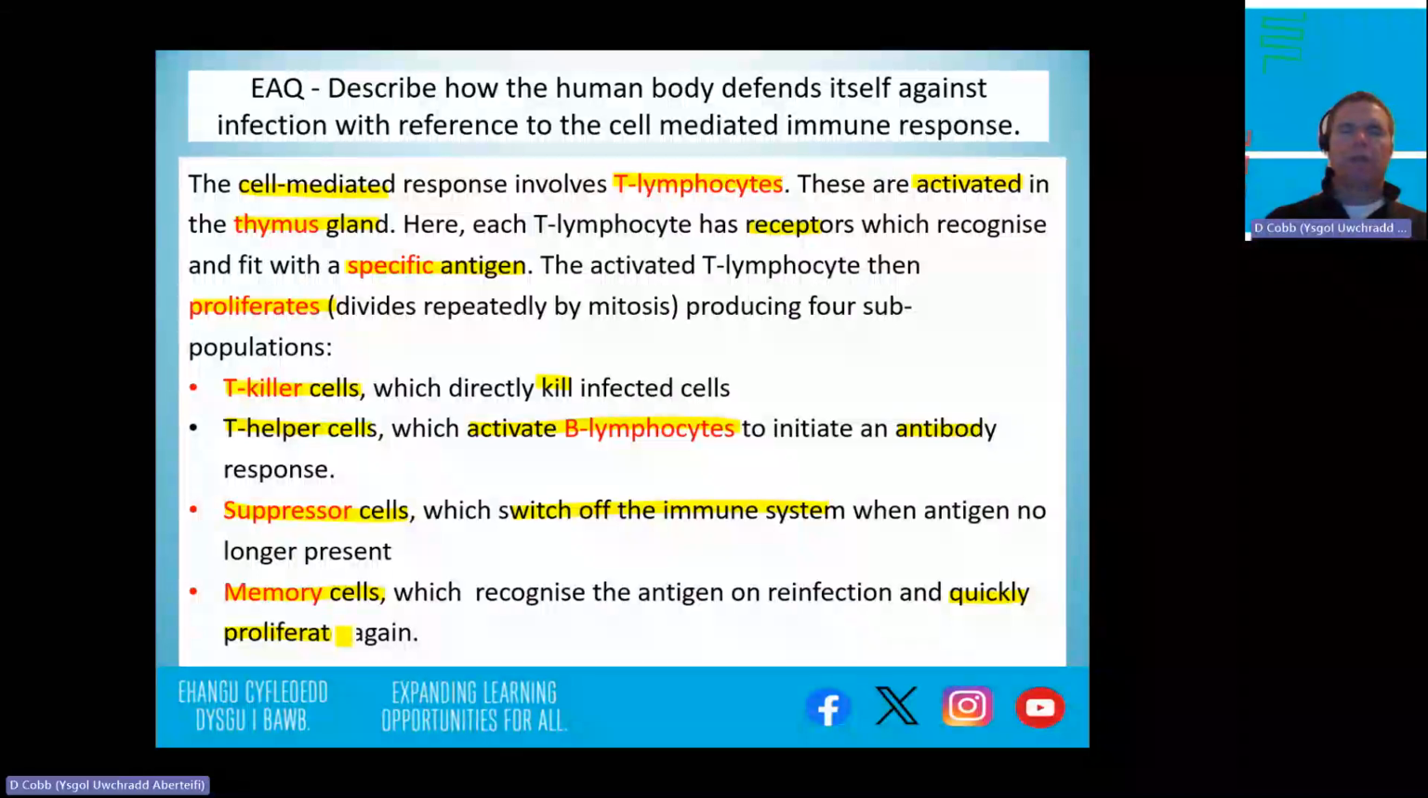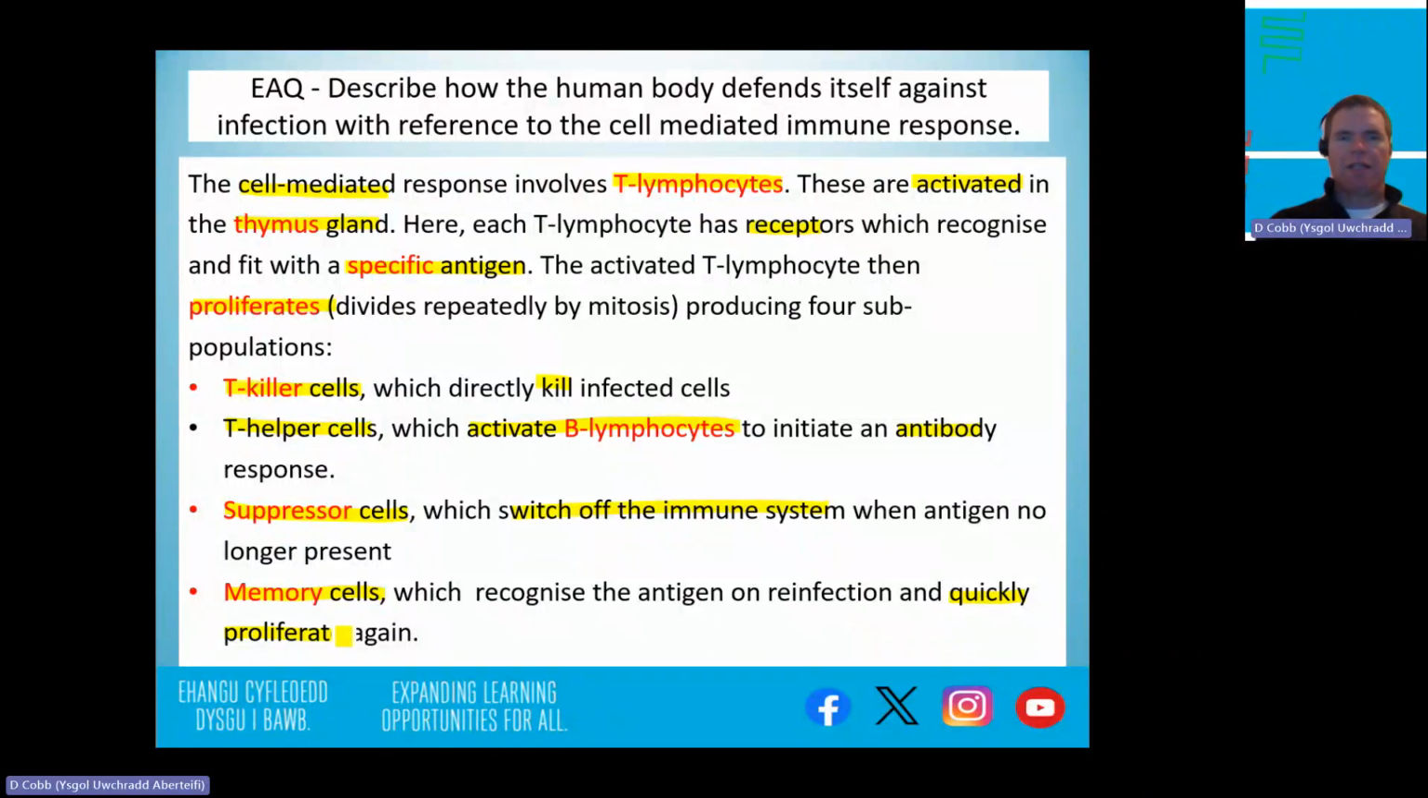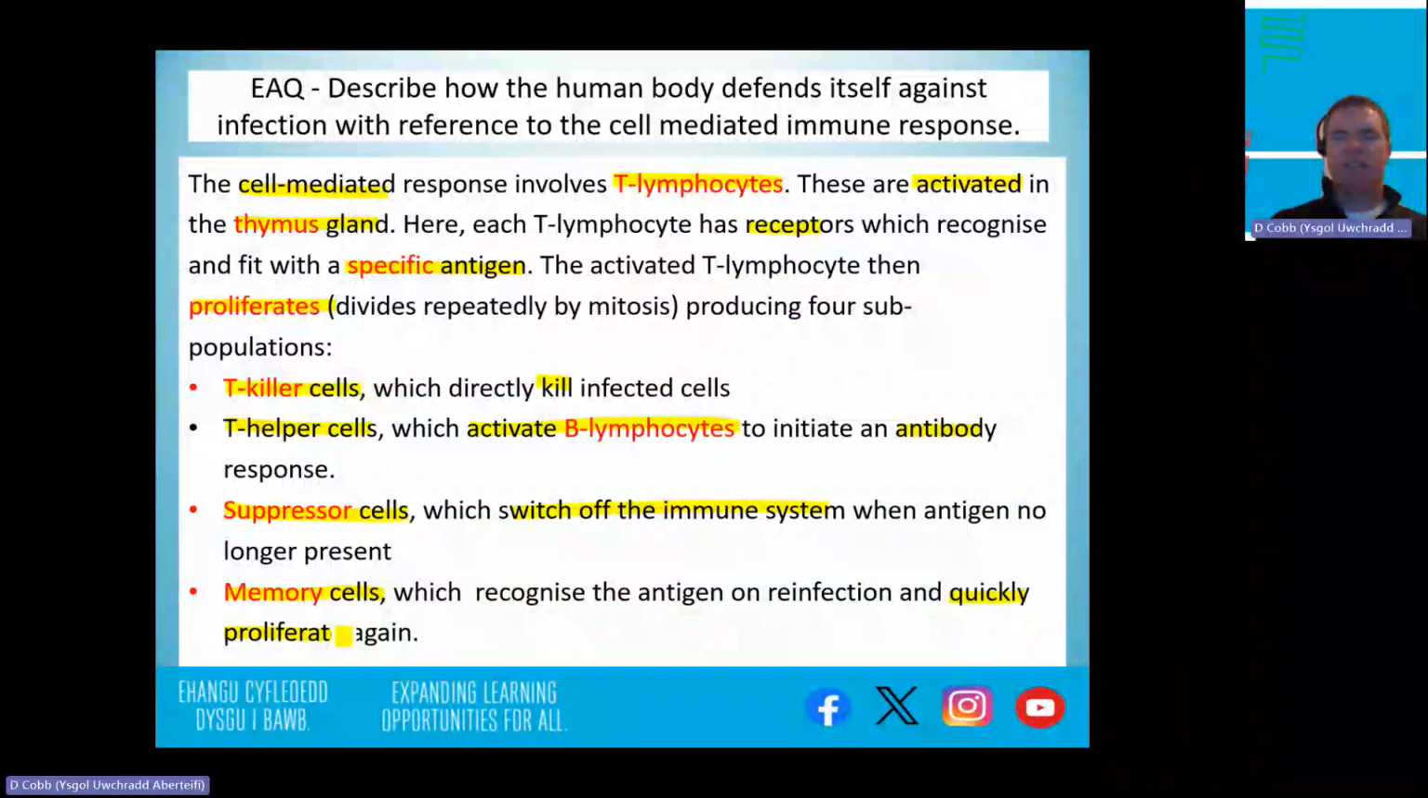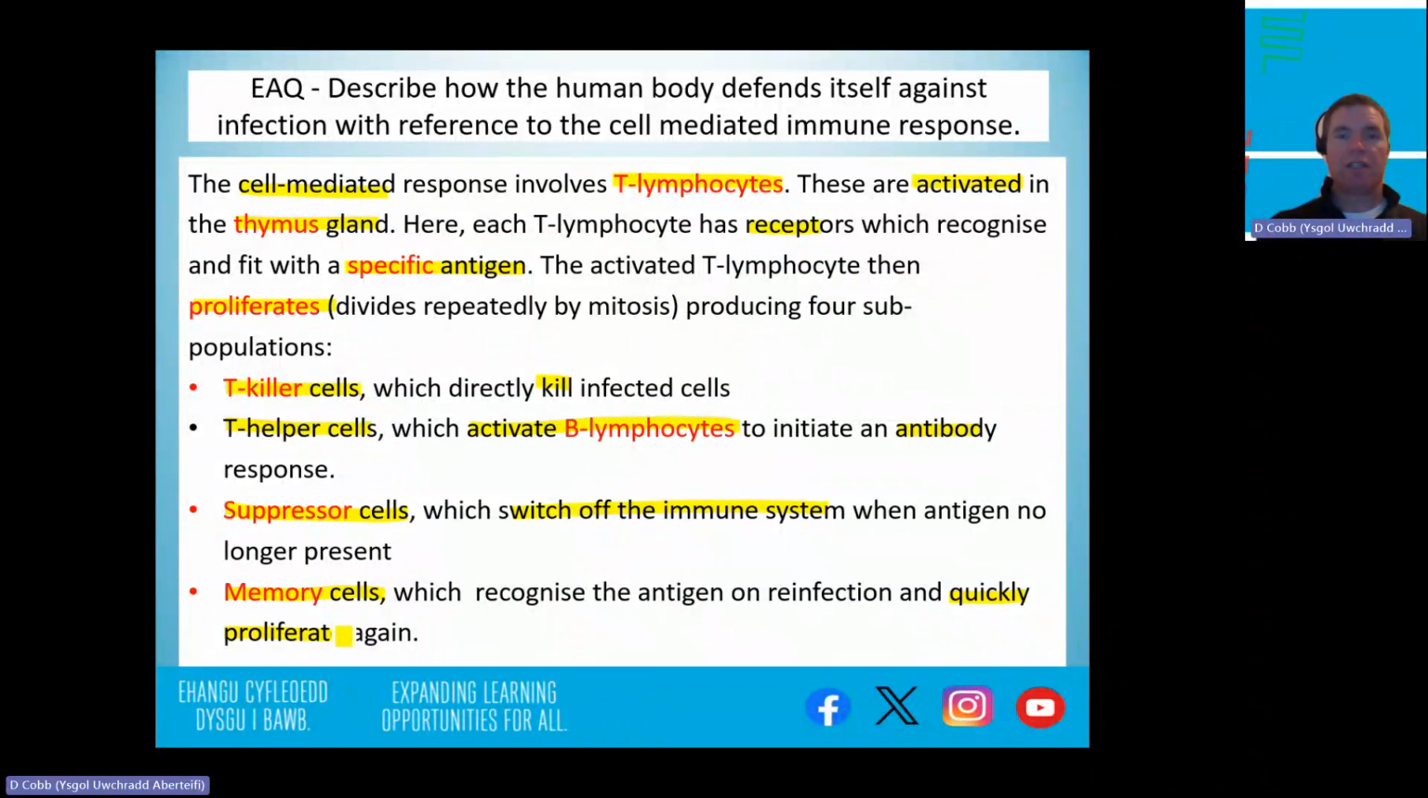Now, that slide that I'm showing you I would class as the minimum. You've got all the information there. There's not a huge amount of detail. There's no reference, say, to cytokines, but what's on there is a lot of detail that will put you in good stead for your exam.